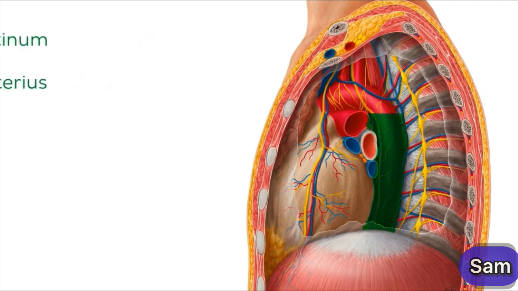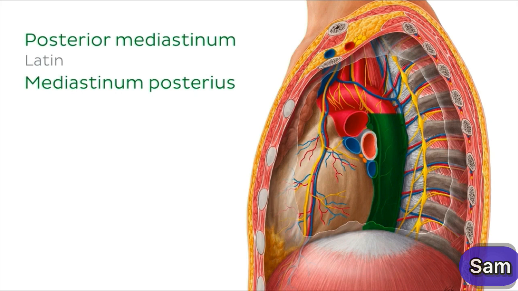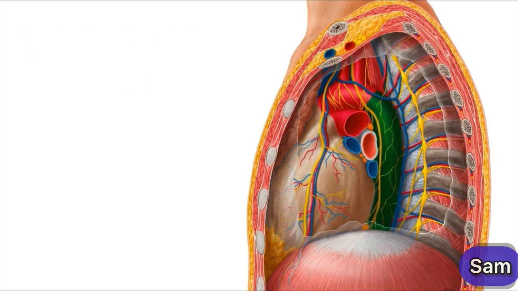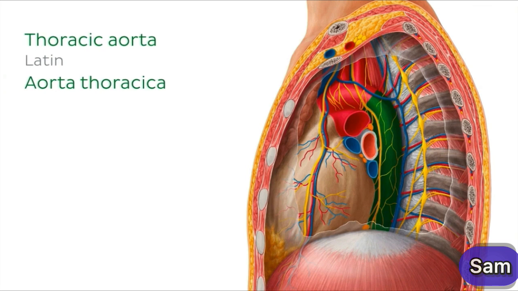And that brings us back to the posterior mediastinum, which is interposed between the pericardial sac and the T5 to T12 vertebral bodies. Although the posterior mediastinum is smaller than the middle mediastinum, it contains quite a lot of anatomical structures, which we're going to find out a little bit more about right now. We're going to begin with what is arguably the most important structure of the posterior mediastinum, which is the descending thoracic aorta.